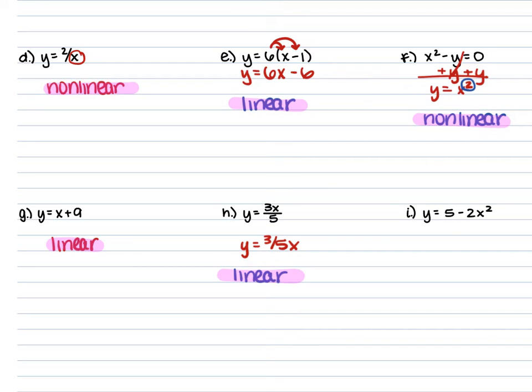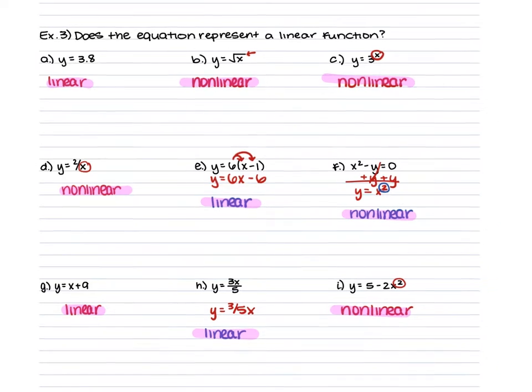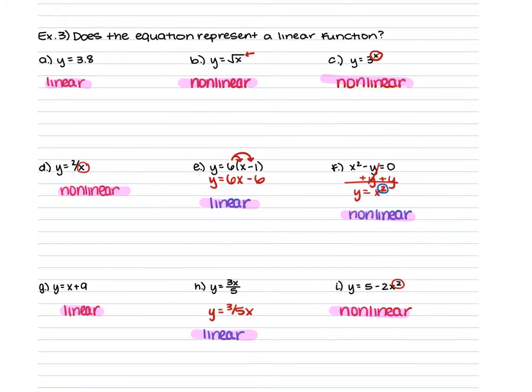And then for I, we have y is equal to 5 minus 2x squared. Well, because that x has a power on it, this one is nonlinear. So x cannot be raised to a power, x cannot be in the denominator of a fraction, x cannot be underneath the radical sign, y can't be in the radical sign either, or it can't be a y squared.